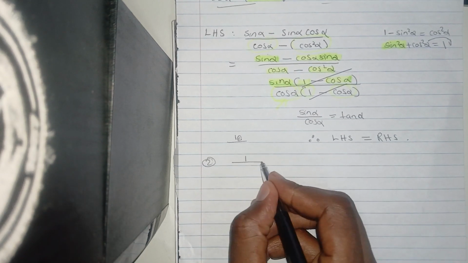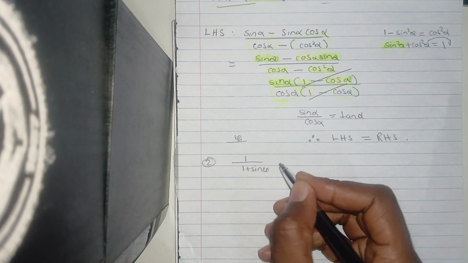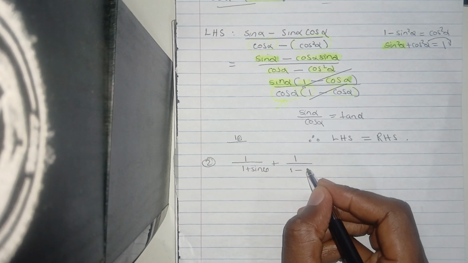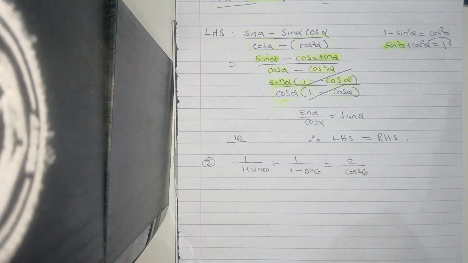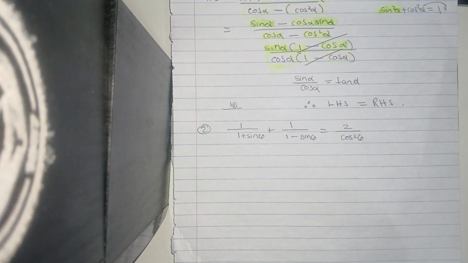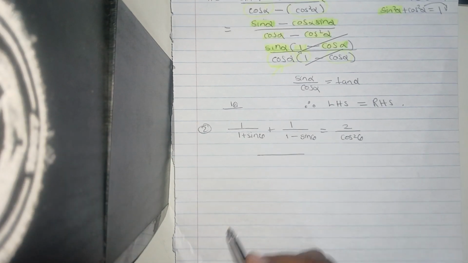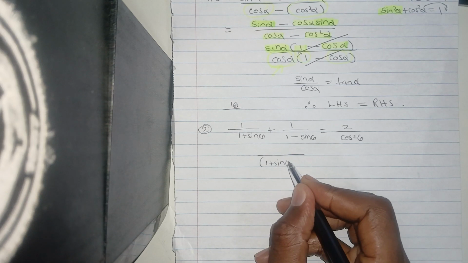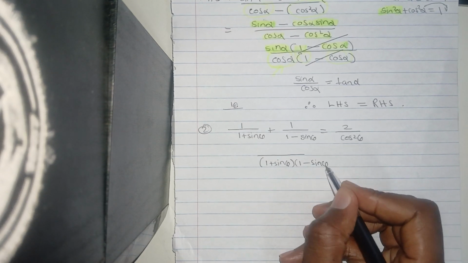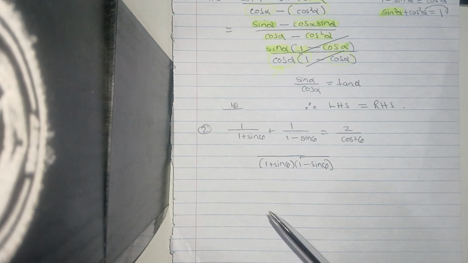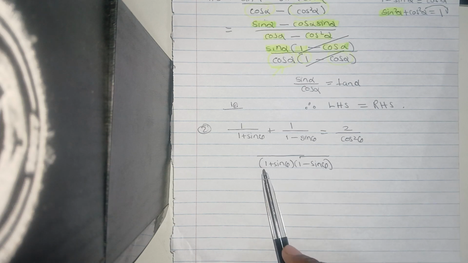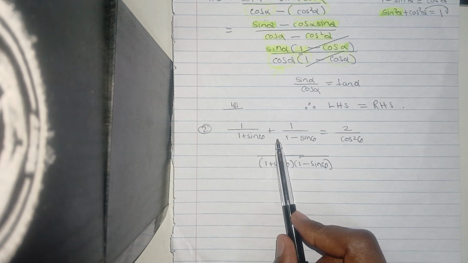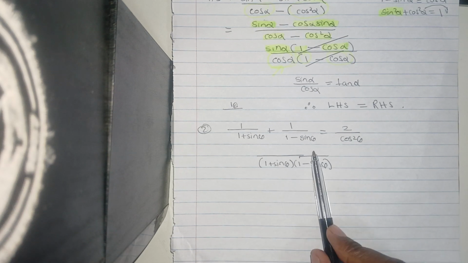We can say 1 over 1 plus sine theta plus 1 over 1 minus sine theta is equal to 2 over cos square theta, right? So here we are proving this. First things first, the denominator is 1 plus sine theta times 1 minus sine theta, right? So from there we have to check how many times this goes into this. Clearly we are saying this divided by this, we will have this. So now this that we have, we're going to multiply it by this.